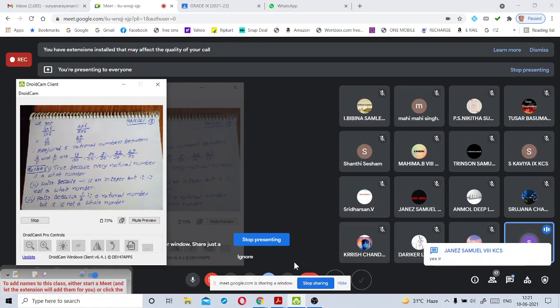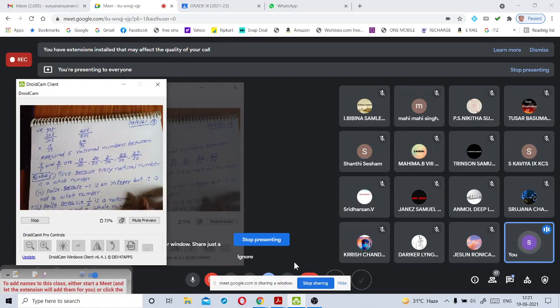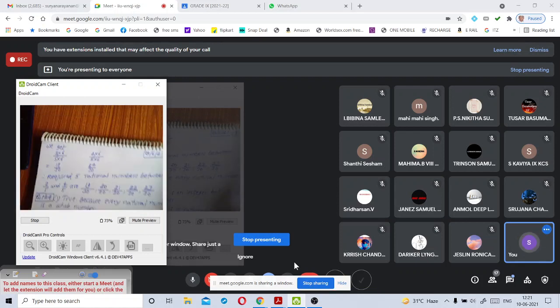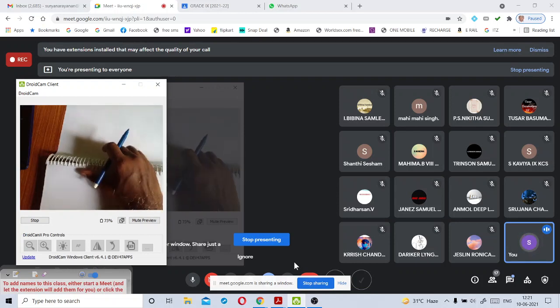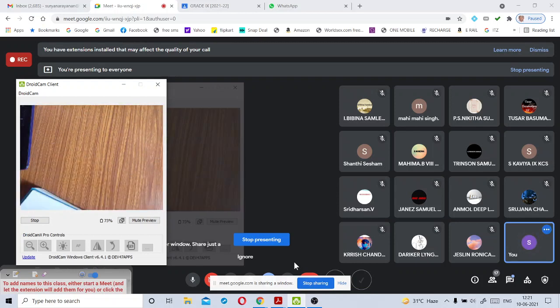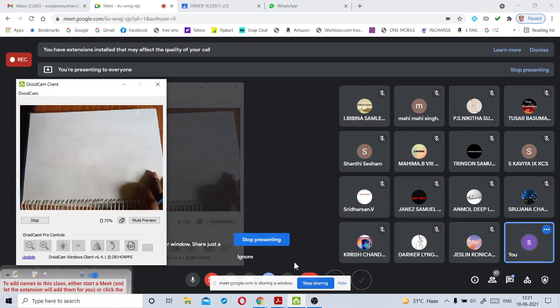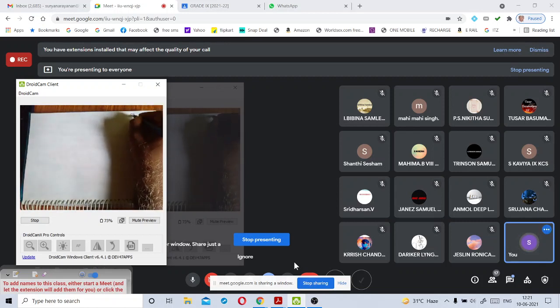So this exercise is over. Now come to the second exercise. Yesterday itself we discussed rational numbers and irrational numbers. The second exercise is completely based on the concepts of rational numbers and irrational numbers.